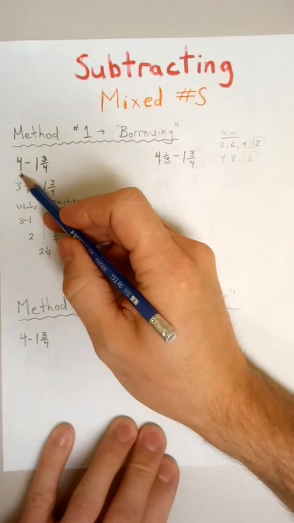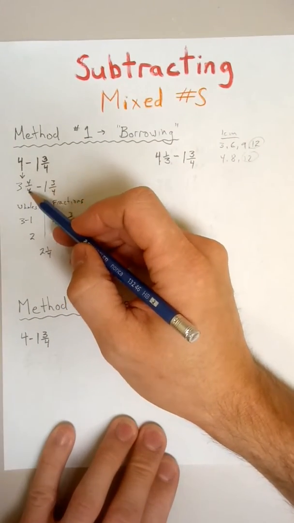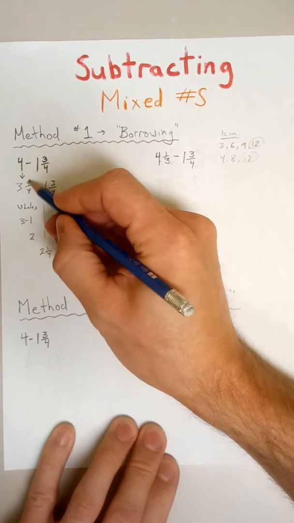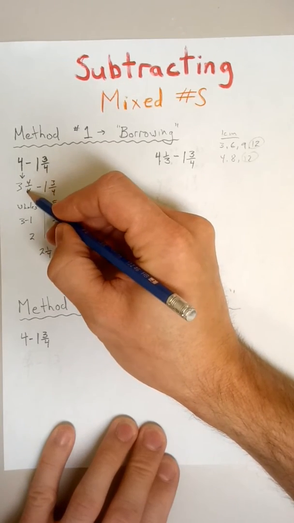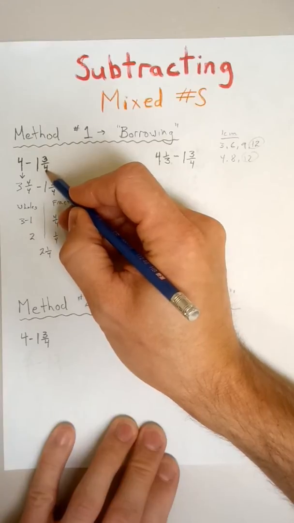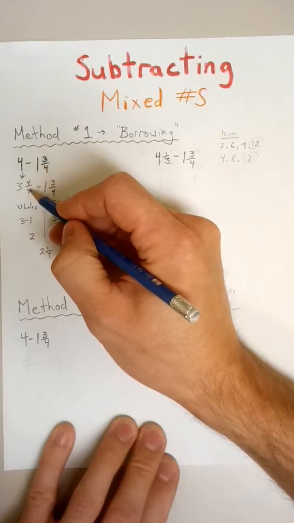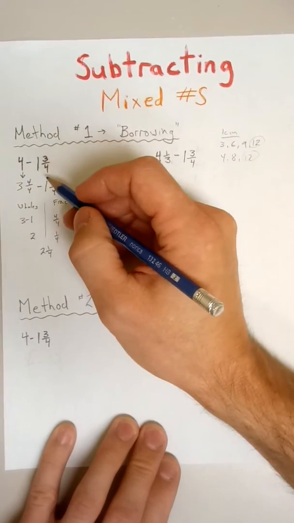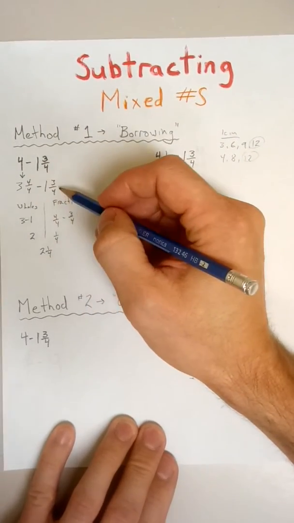So instead of the 4, I'm going to write it as 3 and 1, which is the same as 4. 3 plus 1 is 4. But the 1, the one whole, I'm going to have as a fractional whole using this denominator. So I'll do 3 and 4 fourths, which is 3 and 1, which is the same as 4. What that's going to do is allow me to subtract the fractions easily.